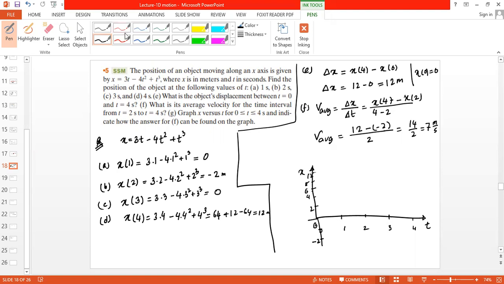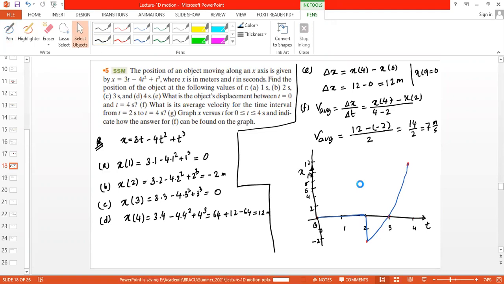So at time t equal to 0, the position was 0. At time t equal to 1, the position was 1. At time t equal to 2, the position was -2. And at time t equal to 3, the position was 0. And at time t equal to 4, the position was 12. So the graph should be like this. Something like this. This should be the position versus time graph. By the way, actually 12 should be somewhere here. It should be 10 and this should be 12. This should be the position versus time graph.